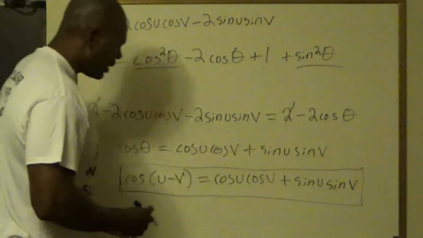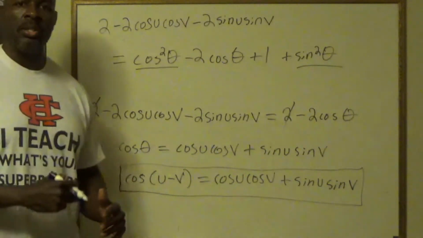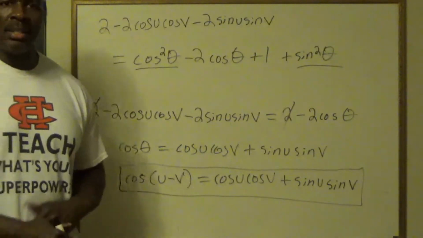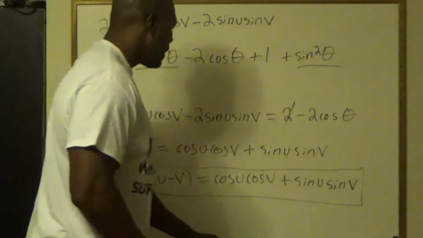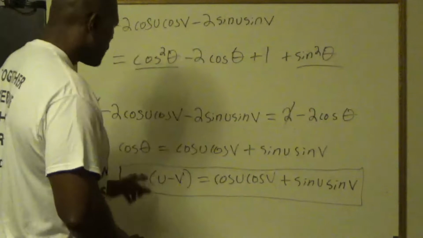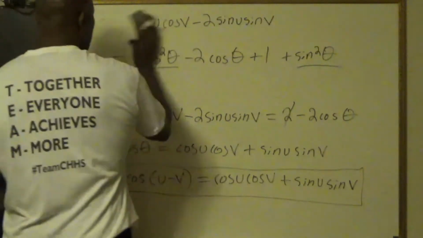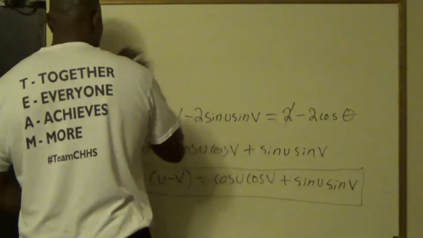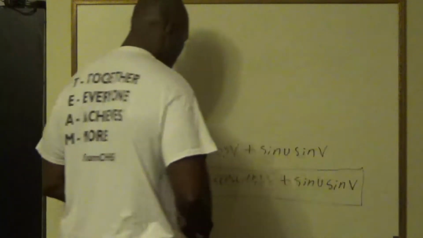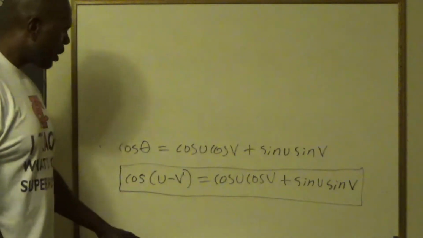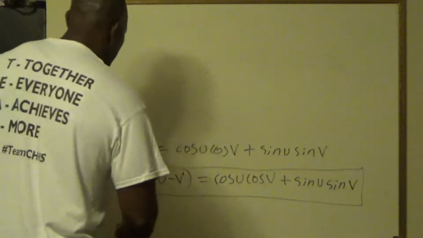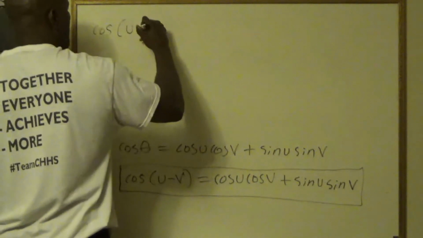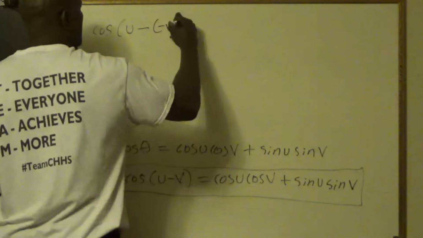Now, what I'm going to need is an identity for cosine of u plus v, and then sine of u plus or minus v, and tangent of u plus or minus v. All right, so let's see what happens with cosine of u plus v. The good news is I have a formula for cosine of u minus v. In fact, that's great news. To do cosine of u plus v, really all I have to do is cosine of u minus negative v.